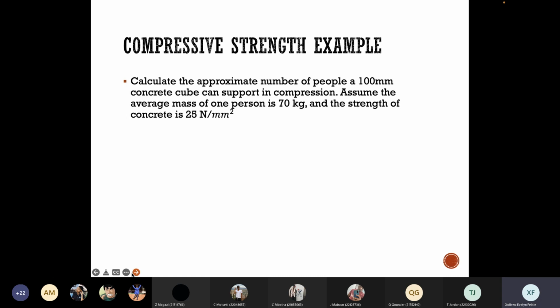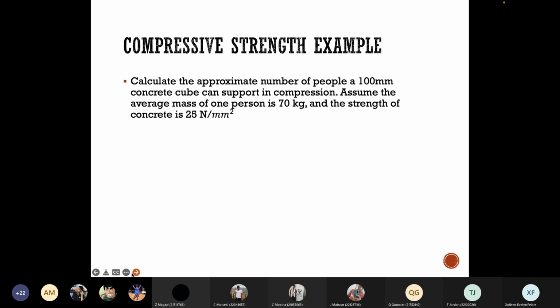So if I may ask, if you were to get a question like this, how would you go about answering the question? Provided you already know that compressive strength equals force over area. Anyone?